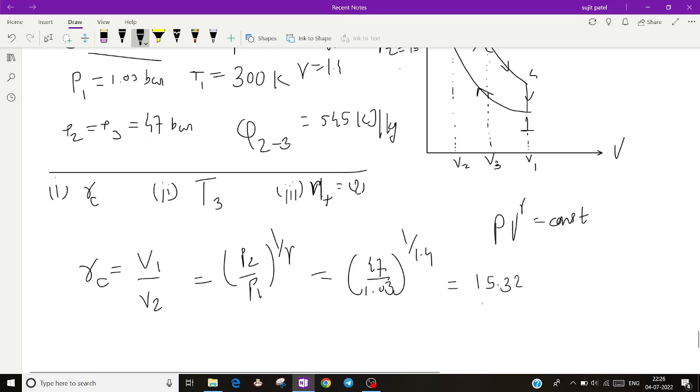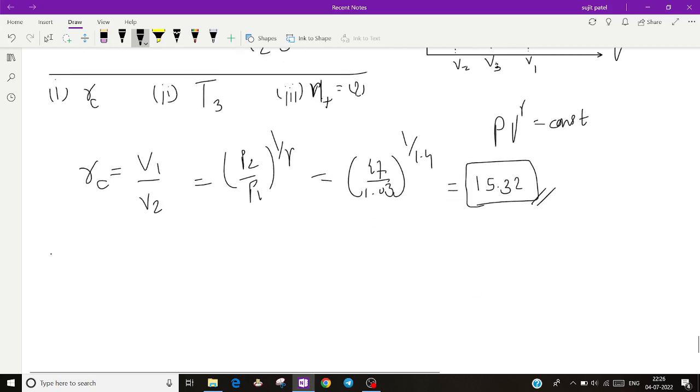In the exam, if you want to check by yourself whether your answer is correct or not, you have to remember that the compression ratio value for a diesel engine is generally 15 to 20. Here it is 15.32, so your answer is correct.